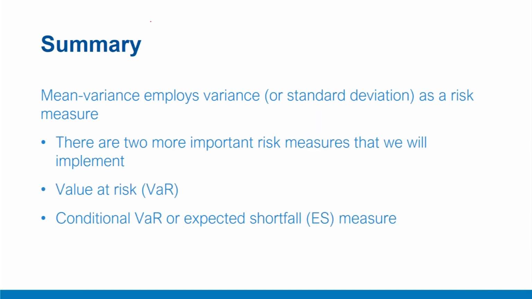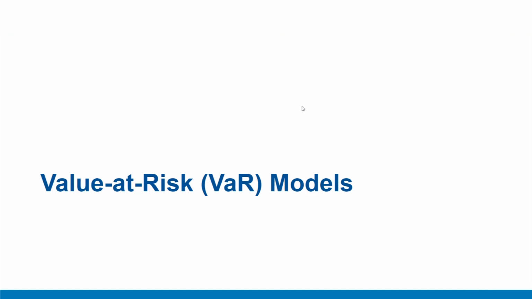To summarize, we recap our discussion on efficient frontier and mean variance framework. We also noted that the mean variance framework employs variance or standard deviation as a risk measure. However, there are two other very important risk measures that we also employ. One is called value at risk and another is called conditional VAR or conditional value at risk, often referred to as the expected shortfall measure, that we are going to discuss in the next two videos. In this video, we'll discuss a very important measure of tail risk, that is value at risk based models.